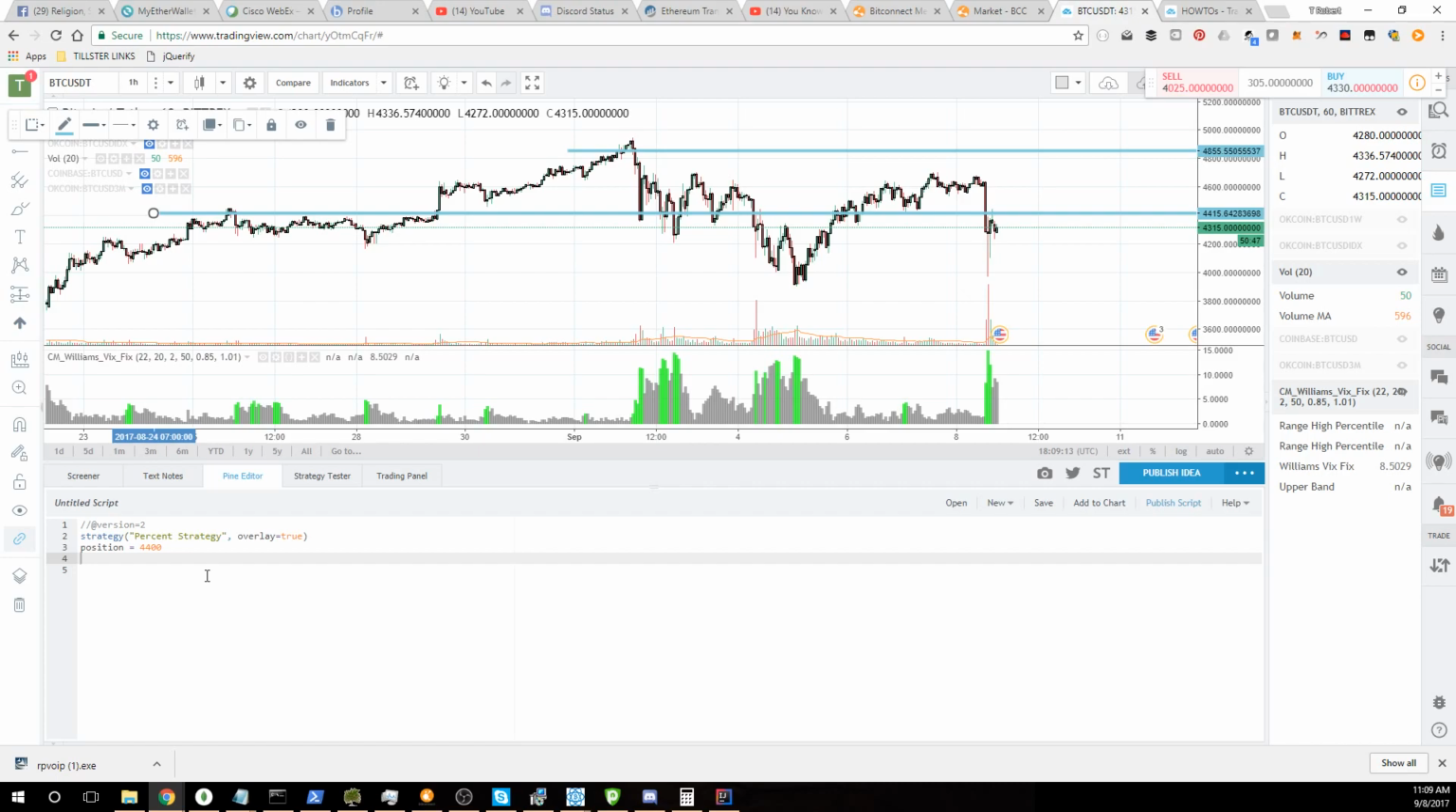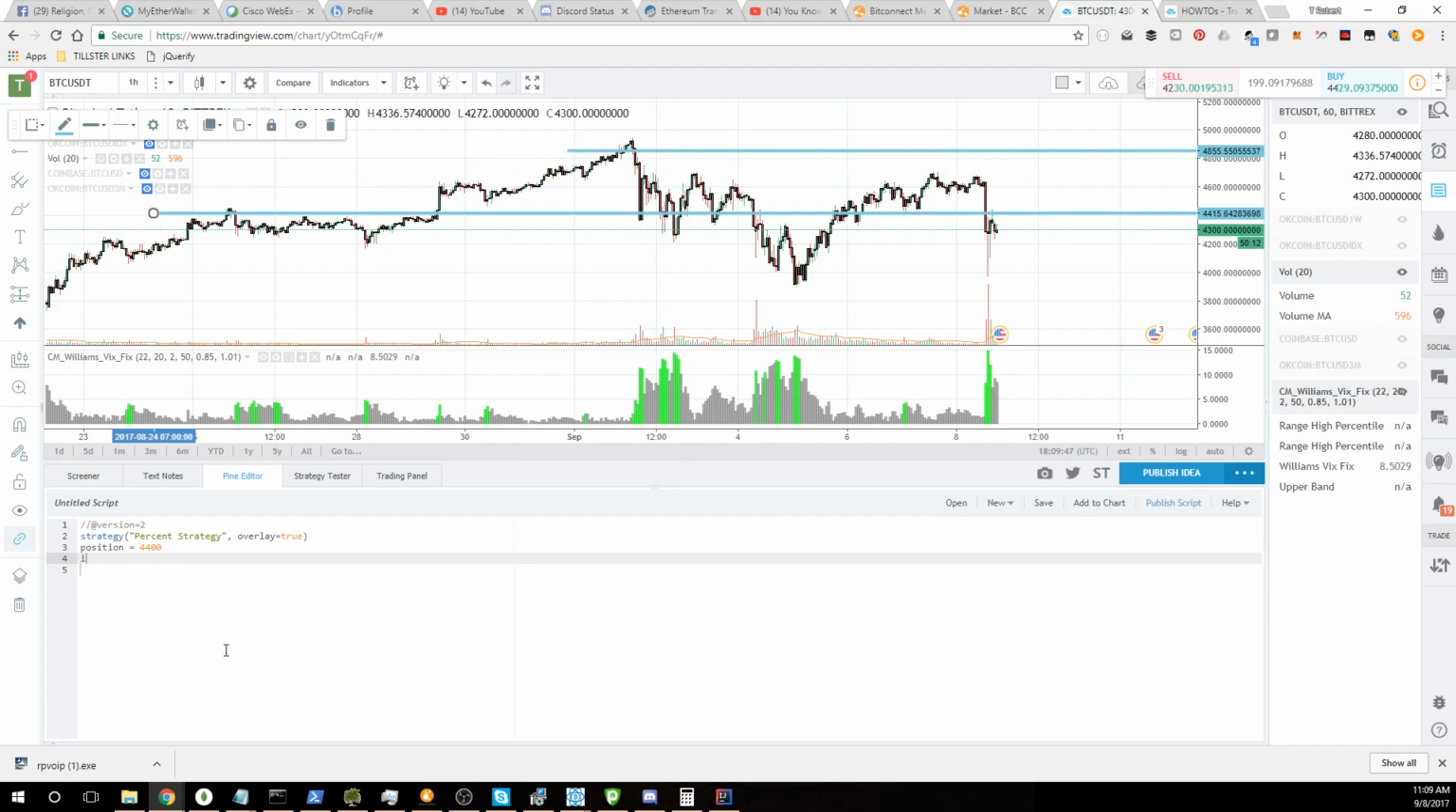Then we're going to define our conditionals. Our conditionals are: when the current closing price of the market is below 10% of our position, then we want to buy at this time. When the current closing price is above 10% of our position, we want to sell at this time. So we're going to write those conditionals just as I said them.